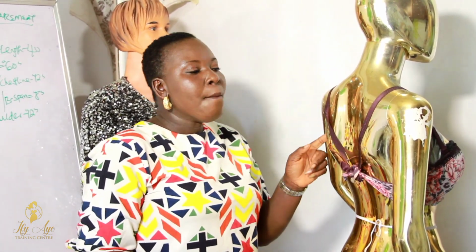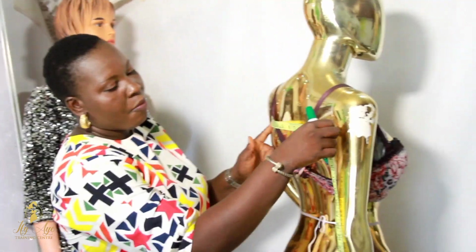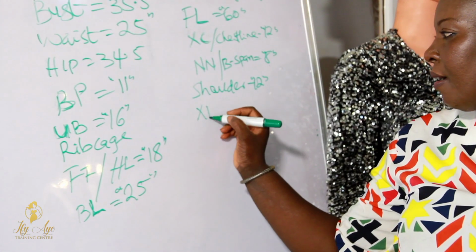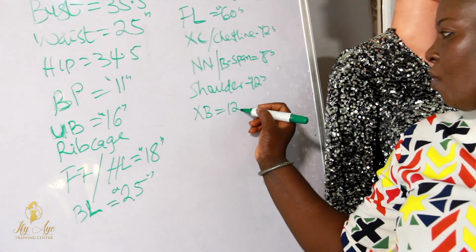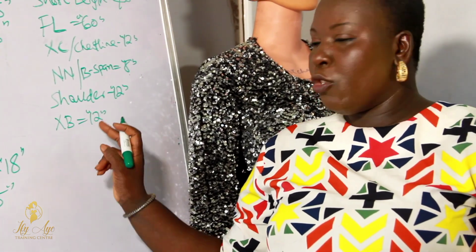Then you also take your across back, vice versa of what you take at the front. That is from one armhole to the other armhole, the same thing as 12. That is what we call our across back. Across back, 12 inches.